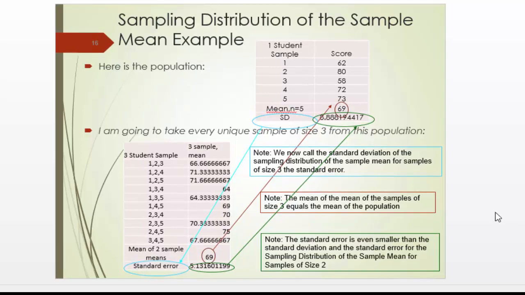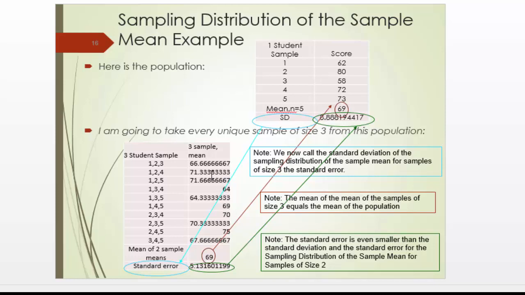So let's take a look at the sampling distribution for samples of size 3. So I take person 1, 2, and 3, 62, 80, and 58. I add those three scores, divide it by 3, and I get the 66.6666667. I try to get as accurate as I could. And I did that for every unique sample of size 3 taken from these 5 students. And so now I create a distribution, and there just so happens that there's 10 unique samples of size 3.